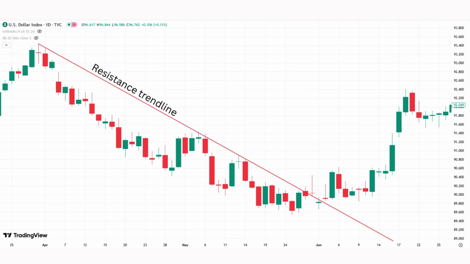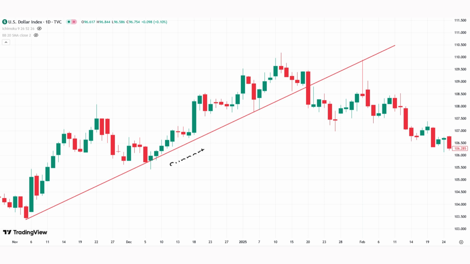When price rises to the resistance trend line, the expectation is that price gets rejected and goes lower. If price closes above the resistance trend line, then the expectation is that price goes higher, which is a signal that the bearish trend has changed into a bullish trend.